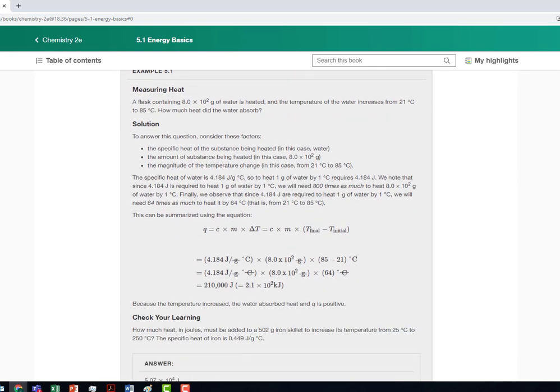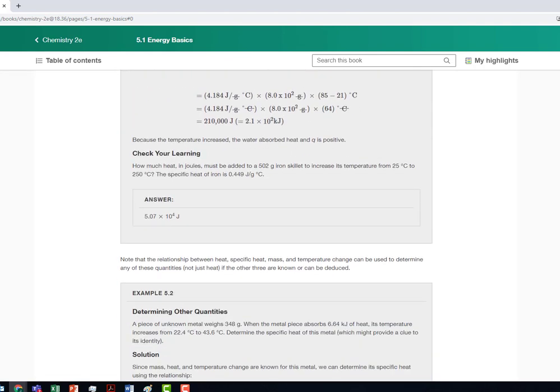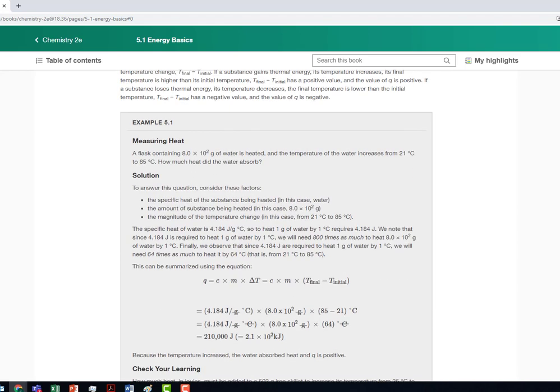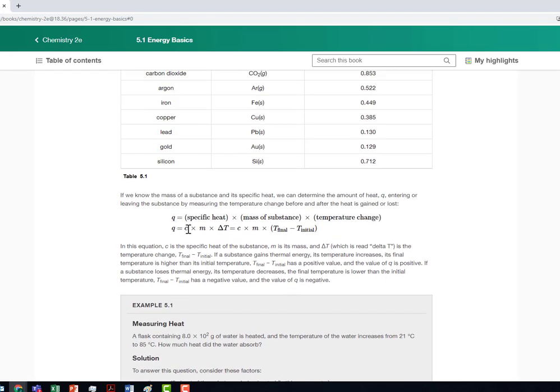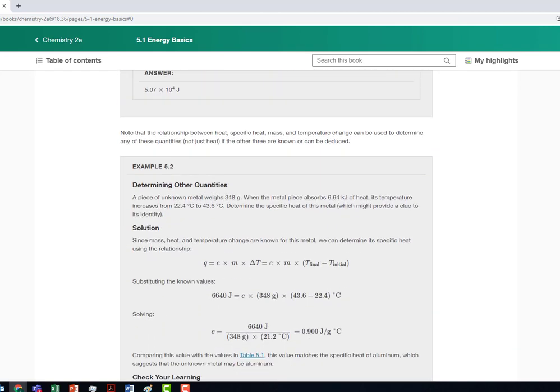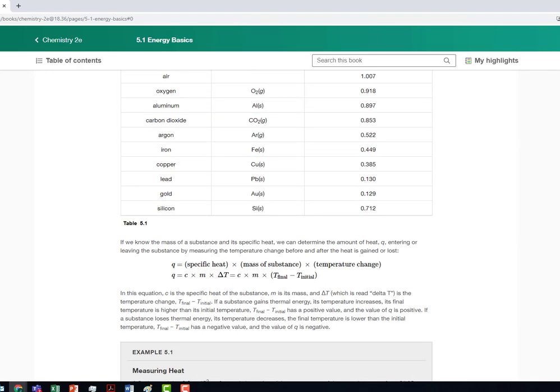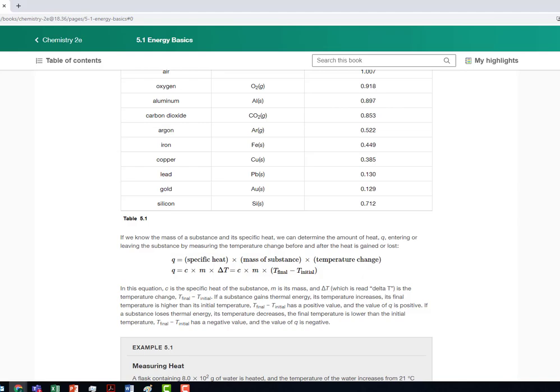So the first one is finding heat using that equation, but you might also need to find another part of that equation. So maybe you're finding what is the heat capacity, or what is the mass, or what is the delta T, or even what is the final or initial temperature. So you might need to find one or the other of those. There's an example of doing that as well. You want to become very comfortable with using this heat equation. It is something that we will continue to use and actually build upon in the next section of the module.